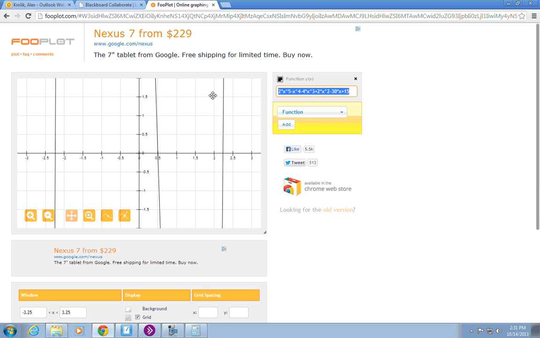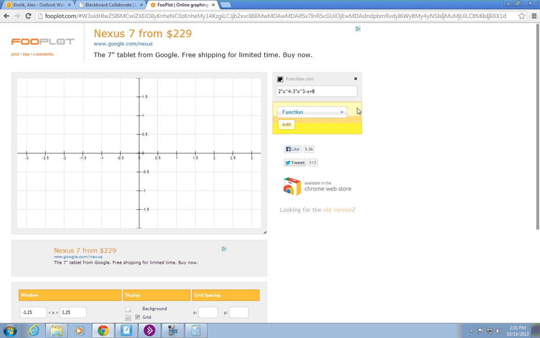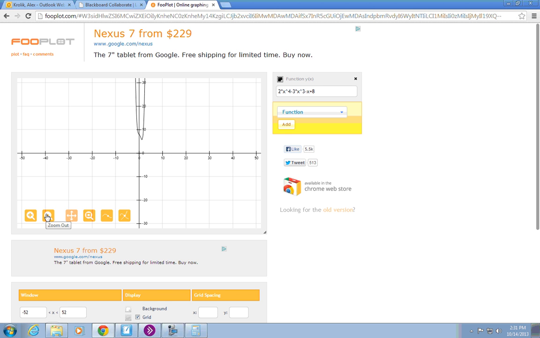So what's our polynomial? I forgot already. 2x to the power 4 minus 3x cubed minus x plus 8. See what that tells us: it has no real zeros, period. So there's nothing else we can do with this one.